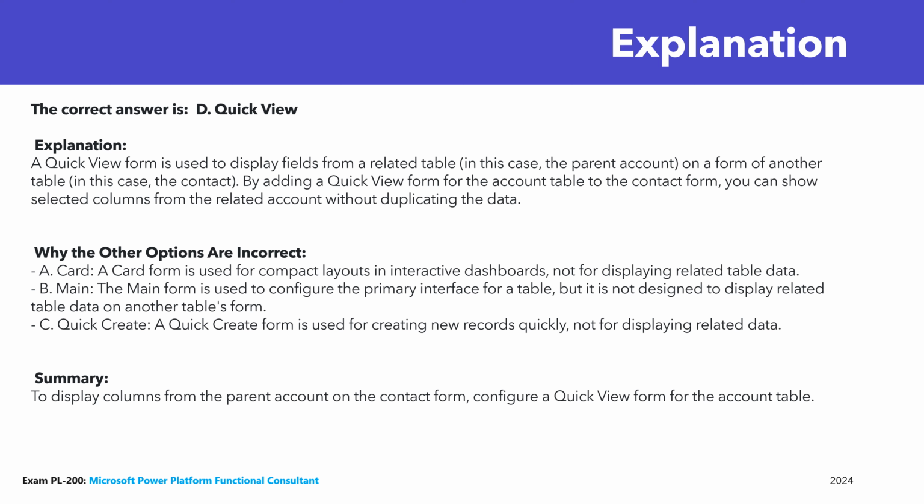A. Card. A card form is used for compact layouts and interactive dashboards, not for displaying related table data. B. Main. The main form is used to configure the primary interface for a table, but it is not designed to display related table data on another table's form. C. Quick Create. A quick create form is used for creating new records quickly, not for displaying related data. Summary. To display columns from the parent account on the contact form, configure a quick view form for the account table.